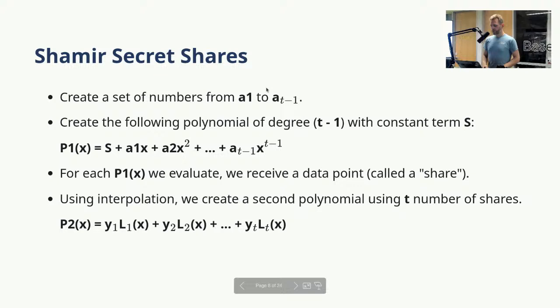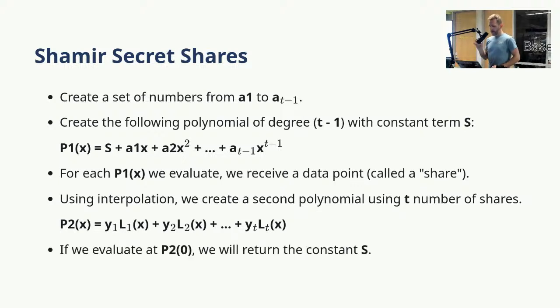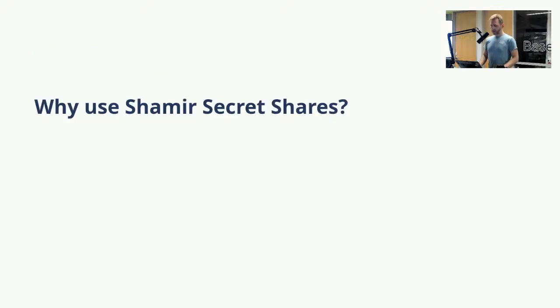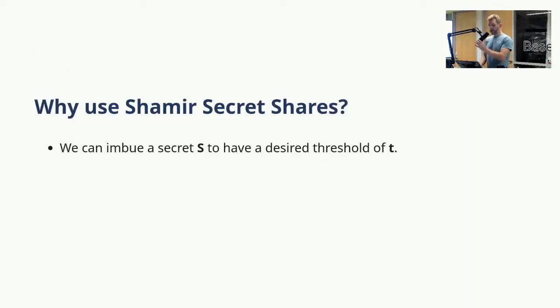And then you use interpolation to create this polynomial number 2 down here. And when you do this, you can evaluate this polynomial at position 0. So x is essentially 0. And what you'll get back is your secret. And so this is how Shamir secret sharing works. Yeah, it's really cool. So that's Shamir secret sharing. So why use Shamir secret shares? Because we can imbue a secret to have a desired threshold of T.